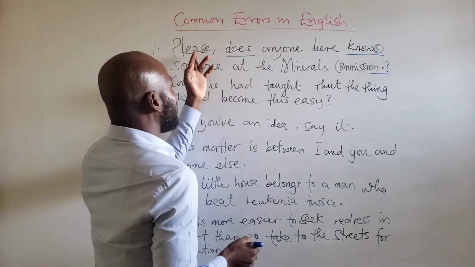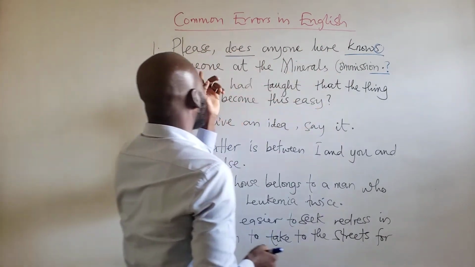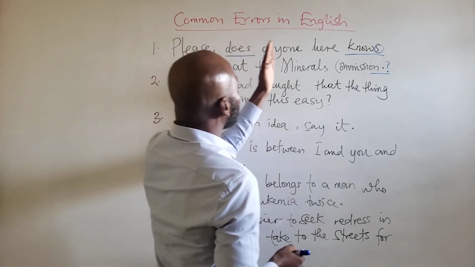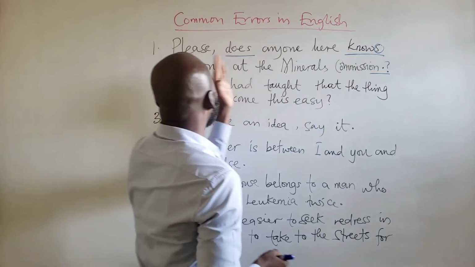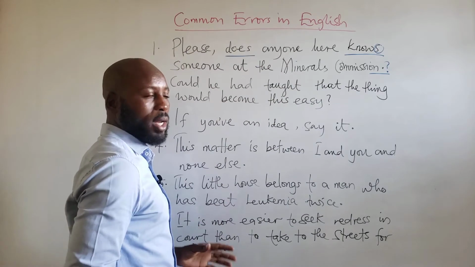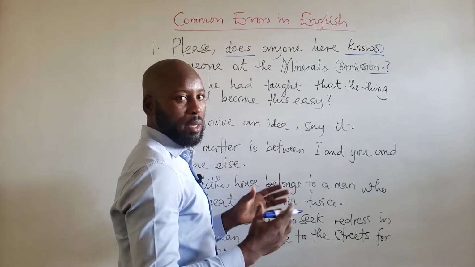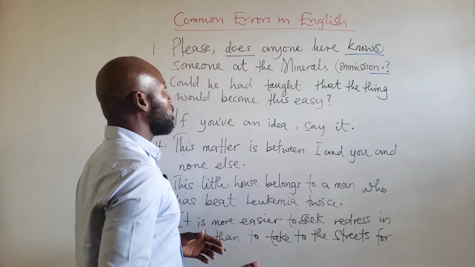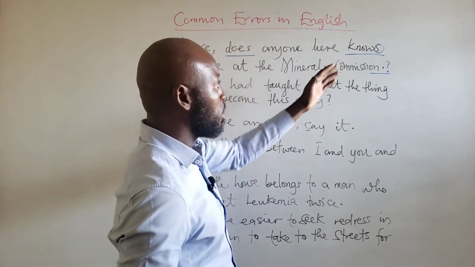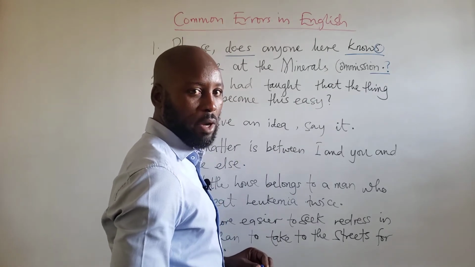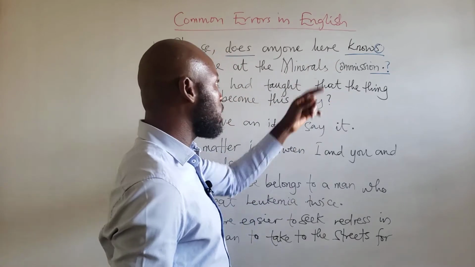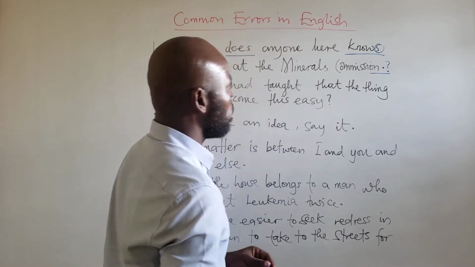Know. So please, does anyone here know someone at the Minerals Commission? Please, do some people here know someone at the Minerals Commission? So that is it. Whether it is now constructed in the present or in the past, in any case, using does or do or did, it goes with the to infinitive of the verb, the main verb in the sentence. And the main verb here is know. So it is changed to what? Know from knows.